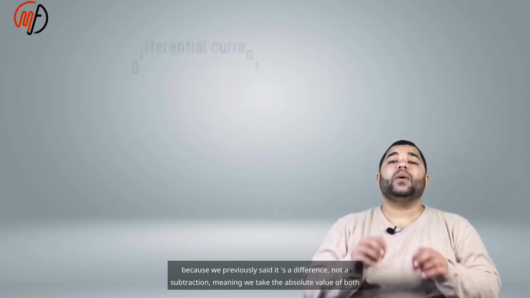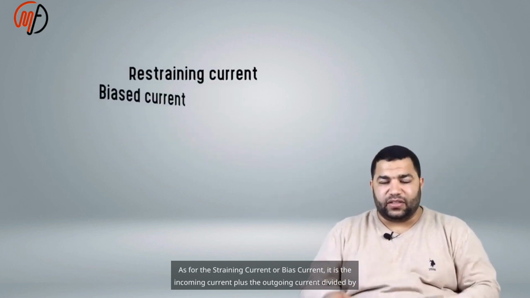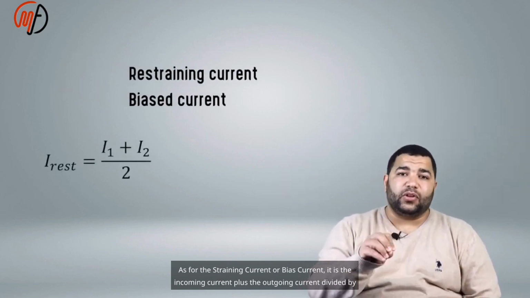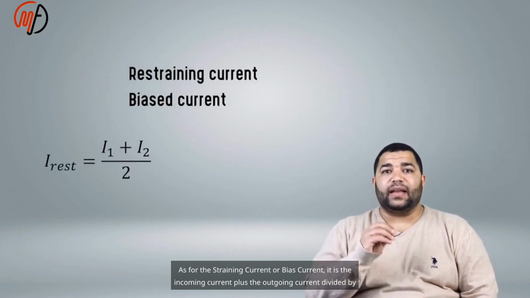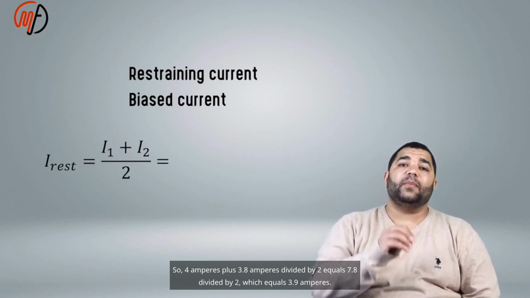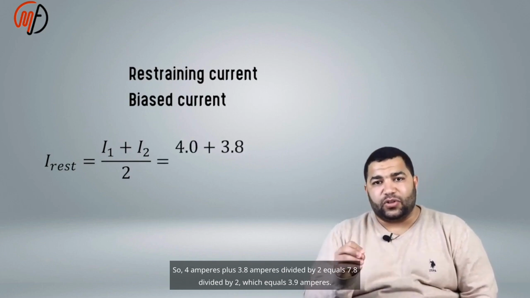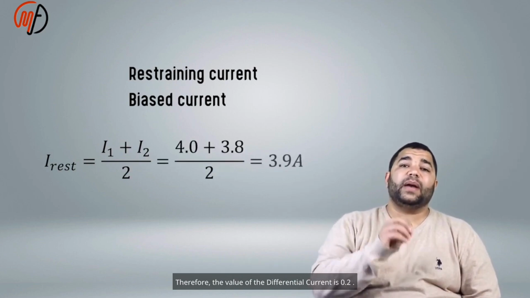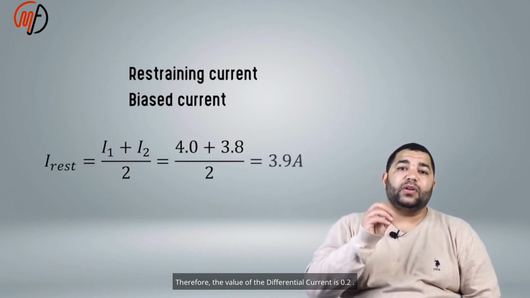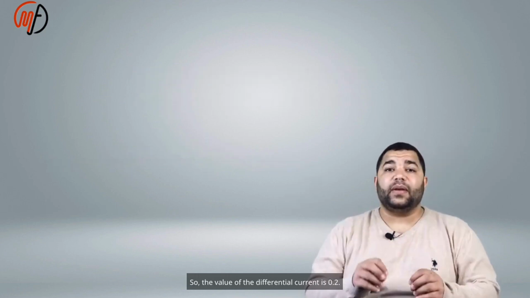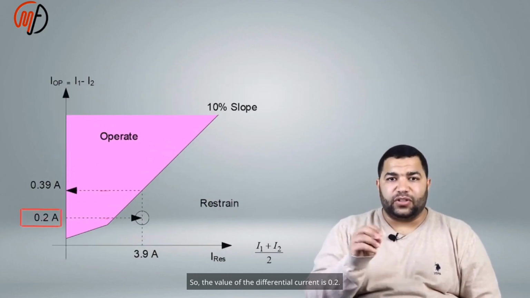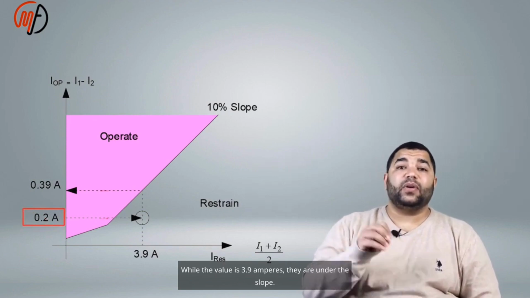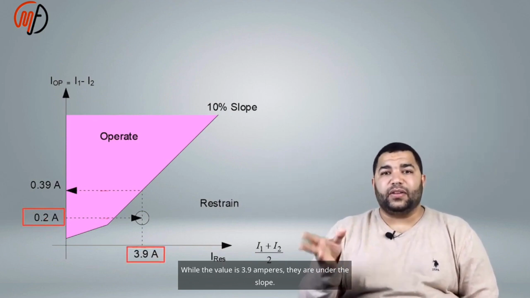As for the restraining current or bias current, it is the incoming current plus the outgoing current divided by 2. So 4 amperes plus 3.8 amperes, which is 7.8, divided by 2 equals 3.9 amperes. Therefore, the value of the differential current is 0.2 while the restraint current is 3.9 amperes, so the point is under the slope.